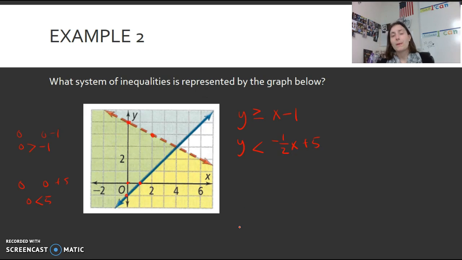And so my system is going to be that y is greater than or equal to x minus 1, which is our blue line, and y is less than negative 1/2 x plus 5, and we found that by solving for my dashed red line, and that's how we write the system of inequalities.